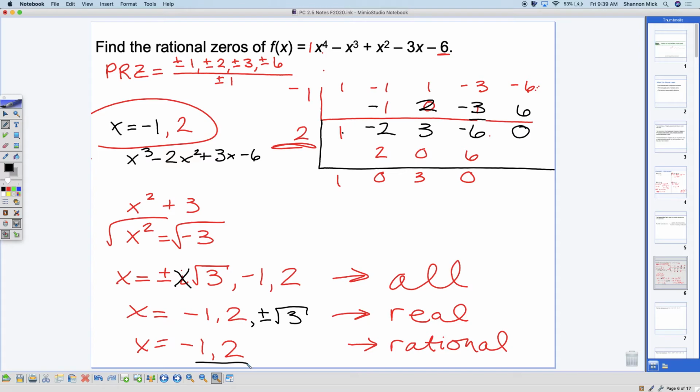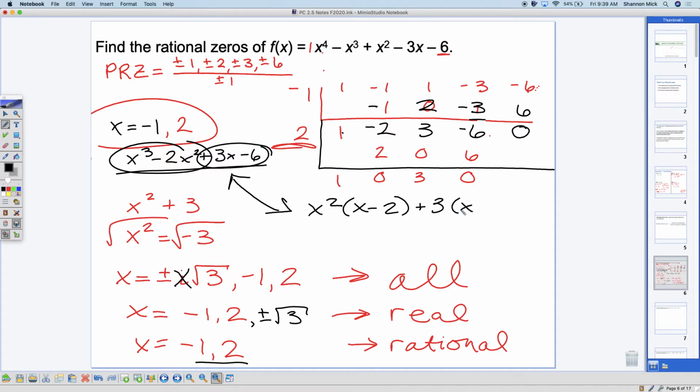So you keep doing synthetic division until you can factor, because I could have factored that right there. I think I could have factored it by grouping. Could I have factored this by grouping? Because I could factor out an x squared, right? And I have x minus 2. And I could factor out a 3, and I would have x minus 2. So I would have had x squared plus 3 and x squared minus 2, which would have given me my plus or minus square root of 2 and my plus or minus square root of 3i.